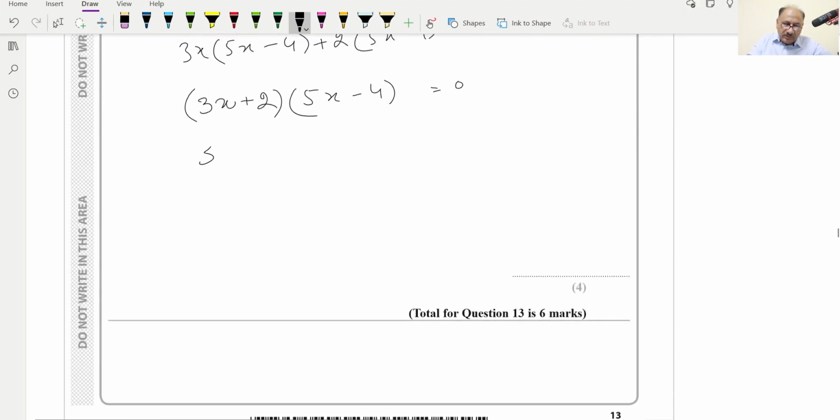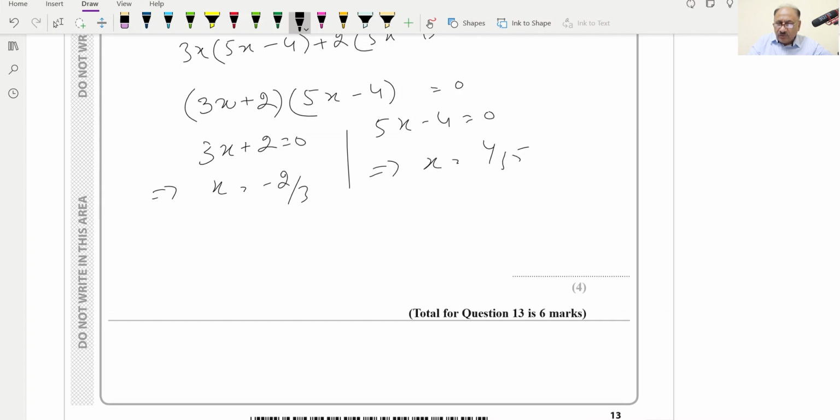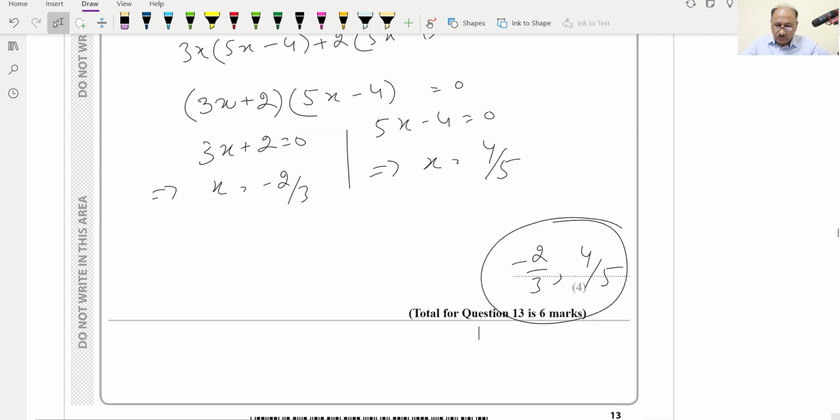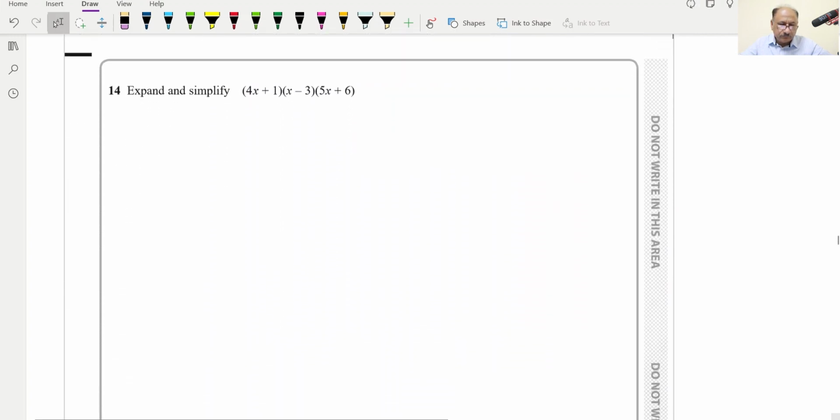Now we can write 3x plus 2 is equal to 0, or 5x minus 4 is equal to 0. This implies x is equal to minus 2 by 3, and this implies x is equal to 4 over 5, and the answer will be minus 2 by 3 and 4 over 5. These will be the two answers which we can provide.